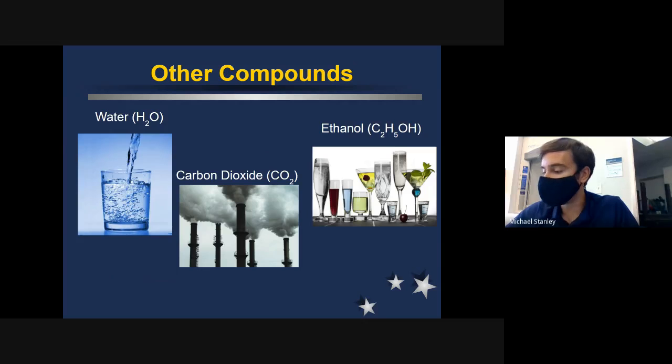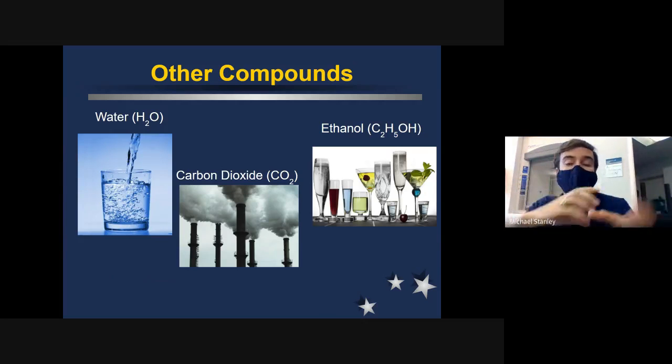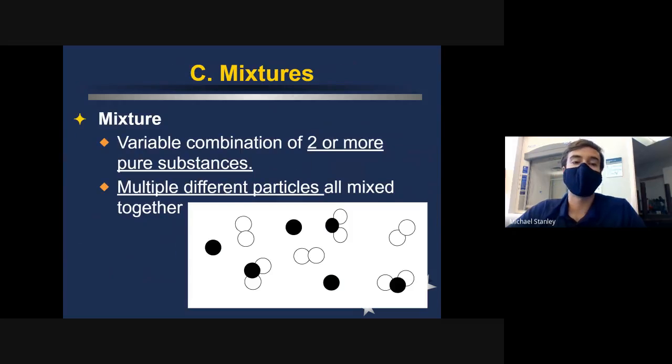So we will move on to our next thing, which is, this is all great for when we've got pure substances that we're dealing with. But what about if we don't just have one element or one compound? What if we have lots of different elements and compounds all combined together, all swirling around? Well, in that case, we don't have a pure substance anymore. Instead, we call it a mixture.